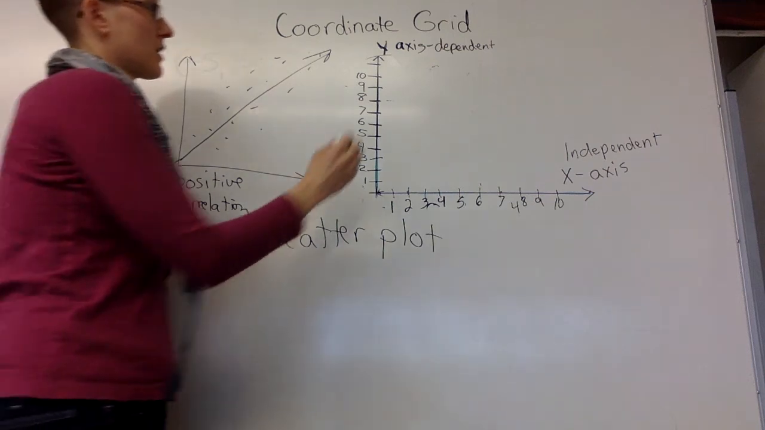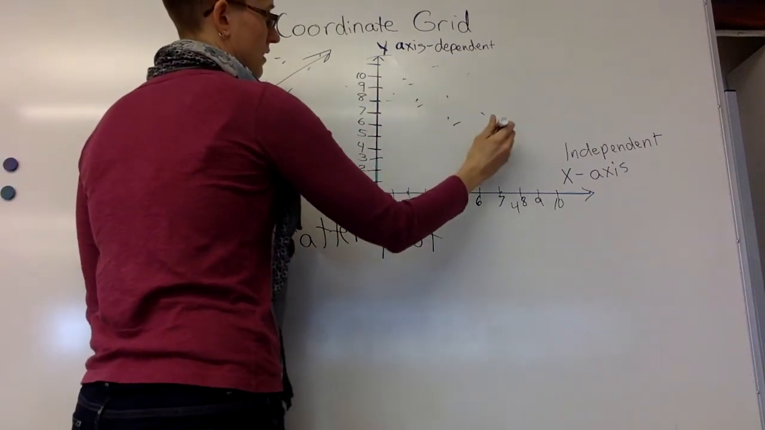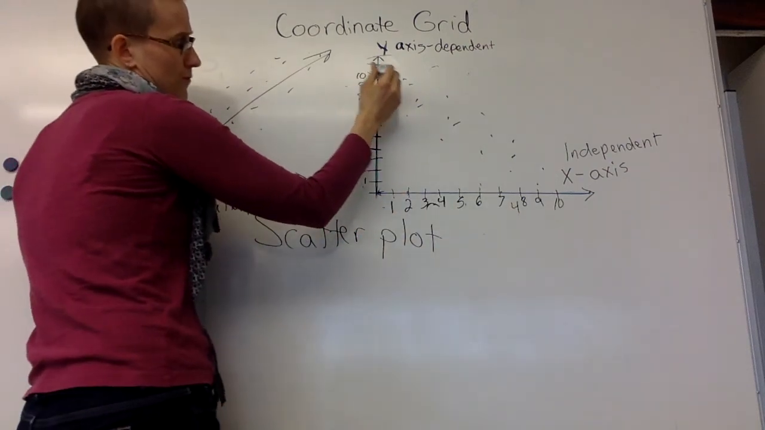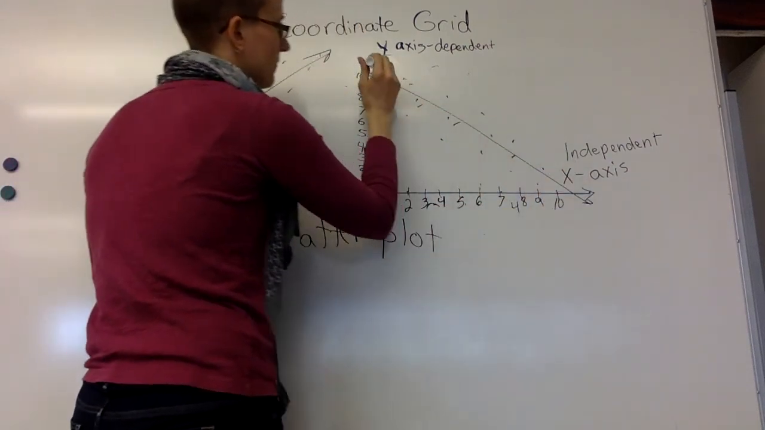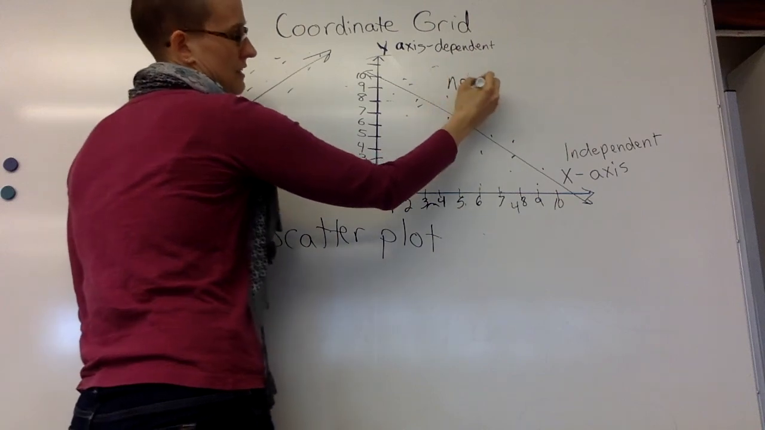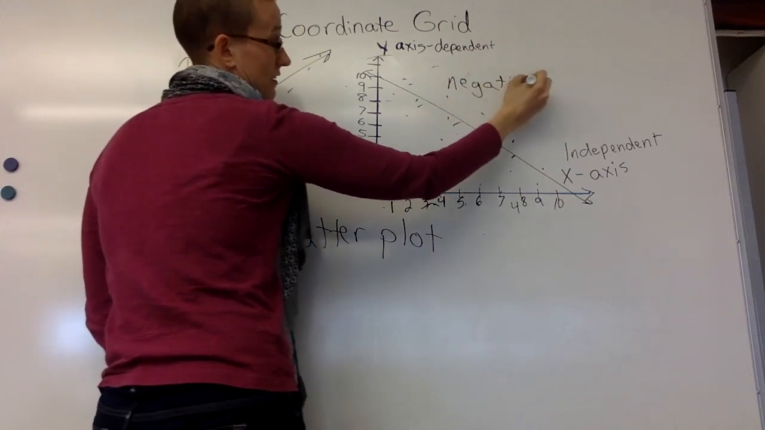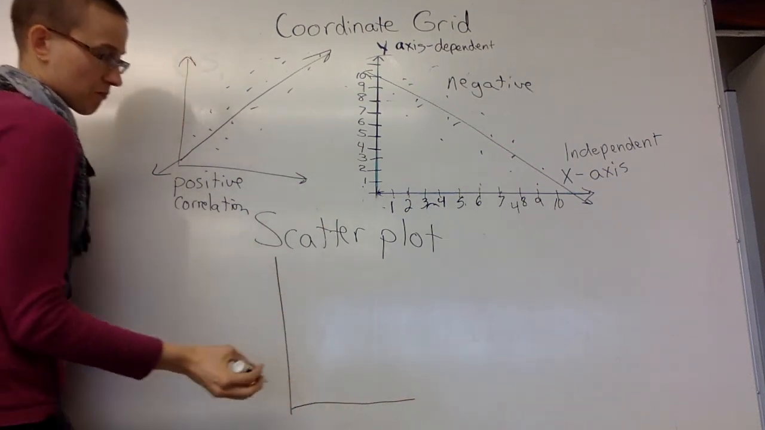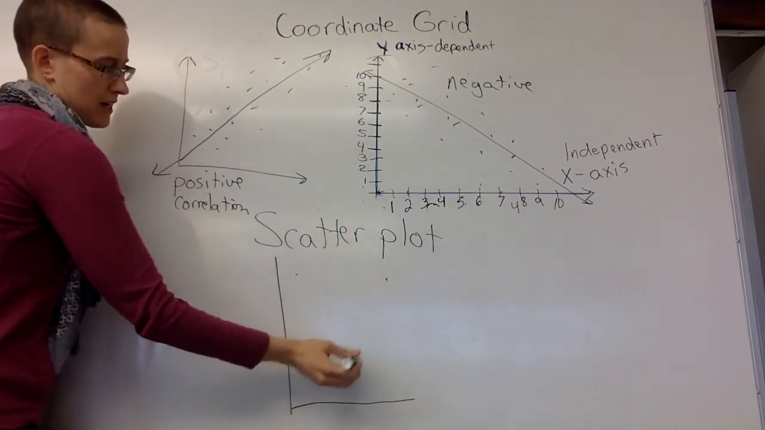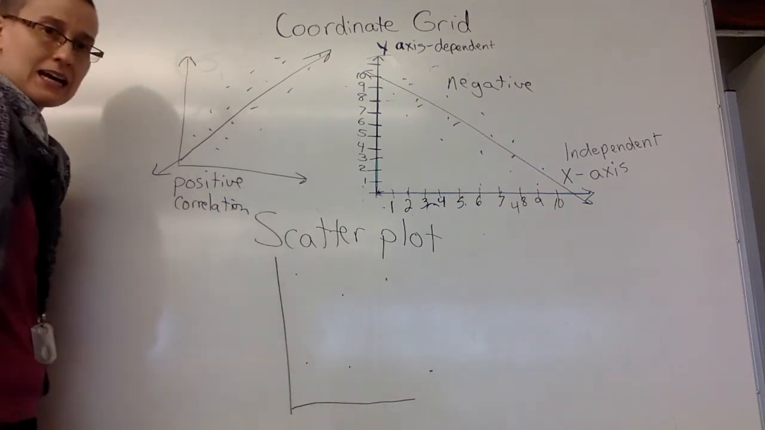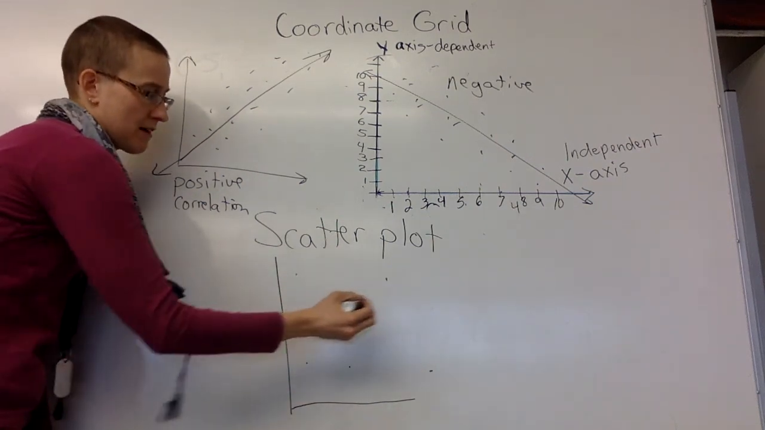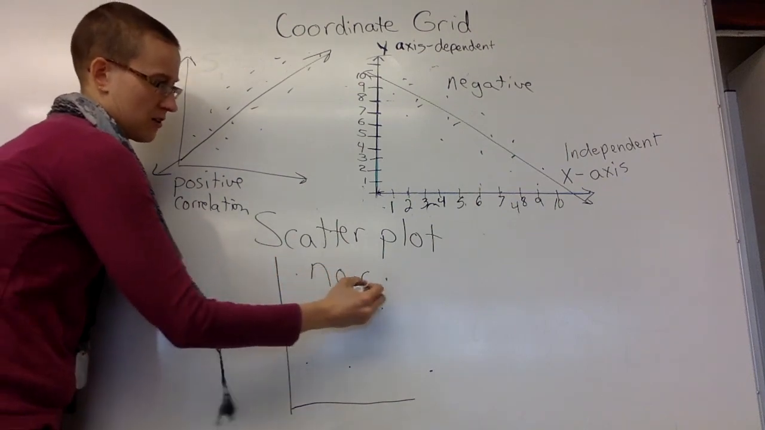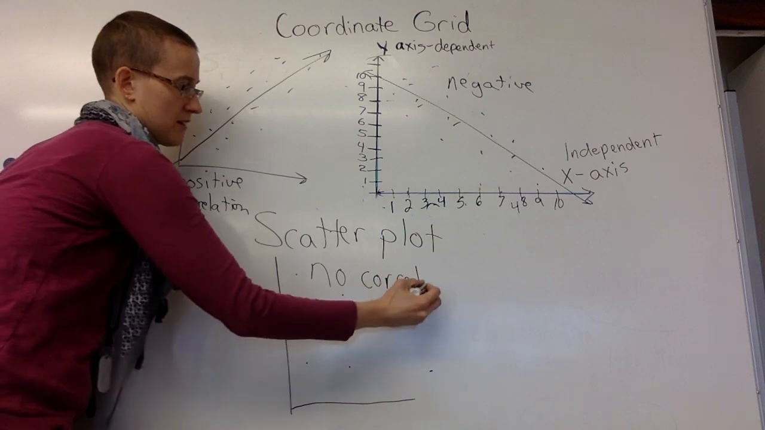But we can also have a scatter plot with many points that seems to be moving from top to bottom. This one has a negative correlation. Okay. It's also possible to have a scatter plot where the points are everywhere and it doesn't seem to have any trend to it. And this one, we would have no correlation.